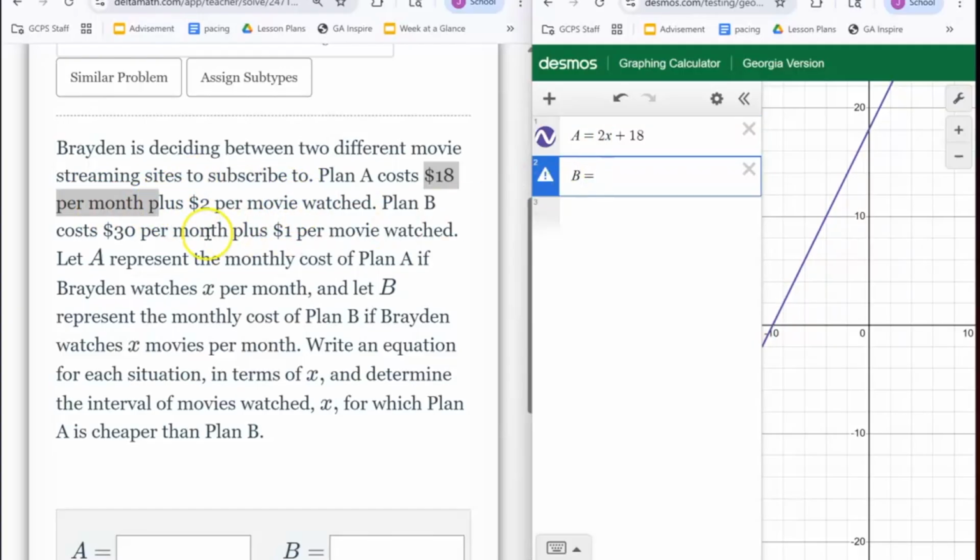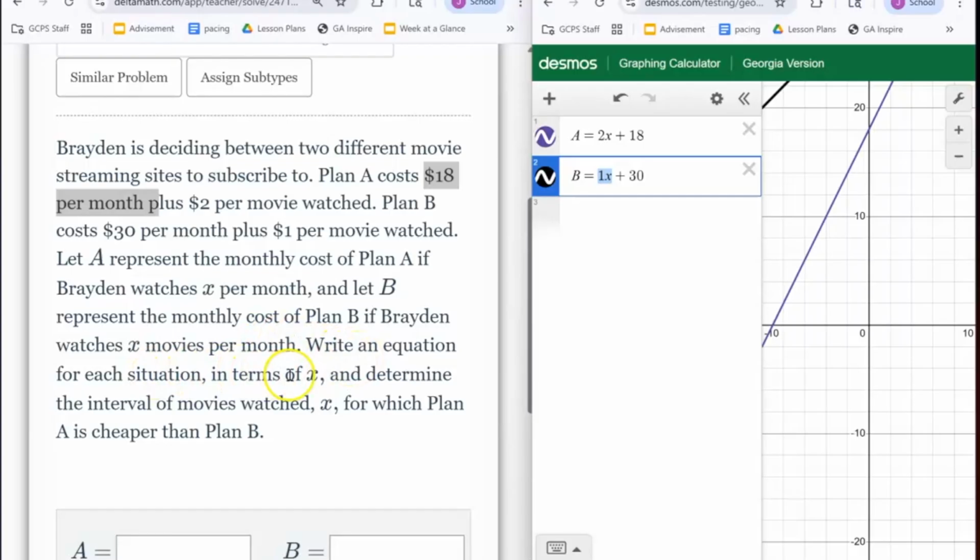All right, Plan B. It costs $30 a month, so that's my starting fee every month. And then it's $1 every movie, so 1x. Again, every movie is $1, so I can watch 50 movies inside 1 month. Let A represent the monthly cost of plan A if Braden watches x movies, and B represent the monthly cost of plan B if Braden watches x movies per month.